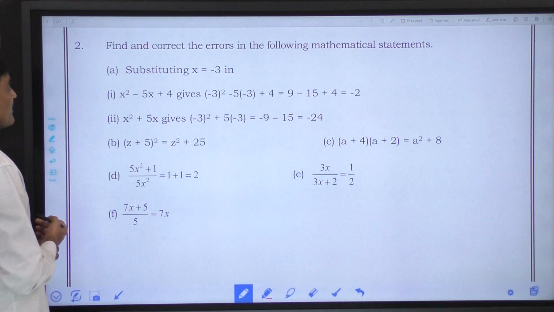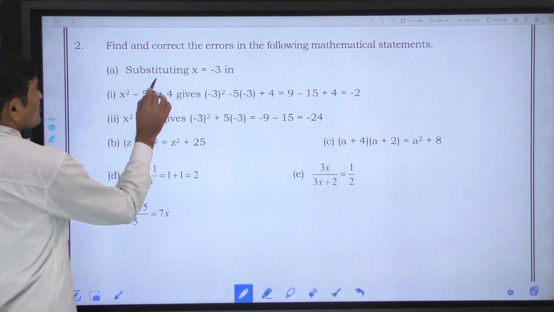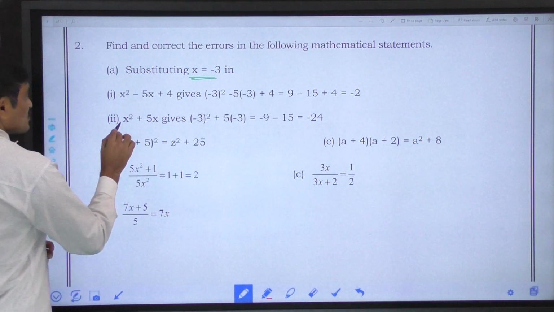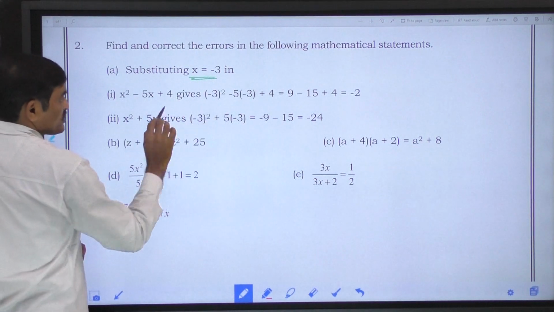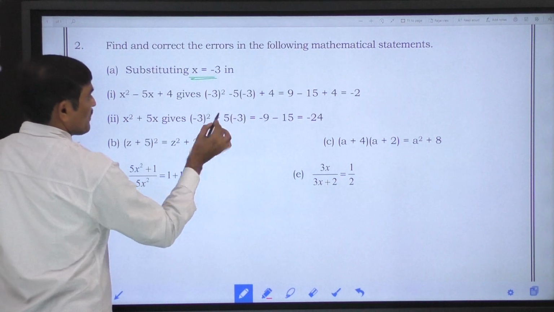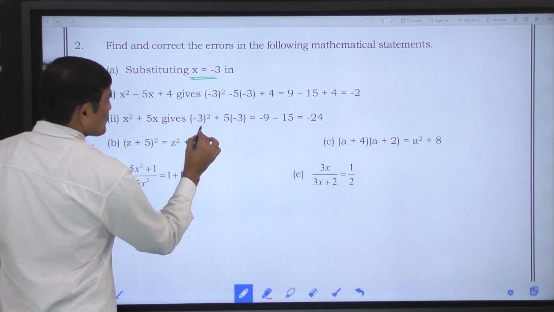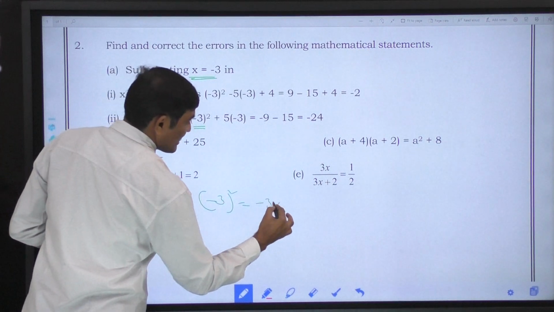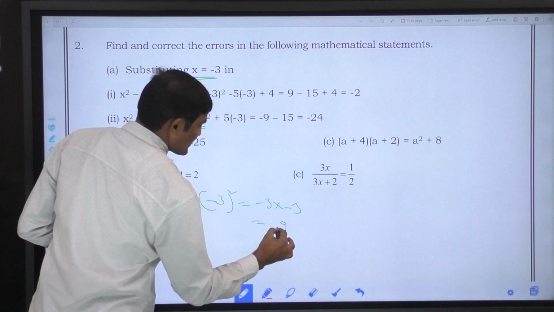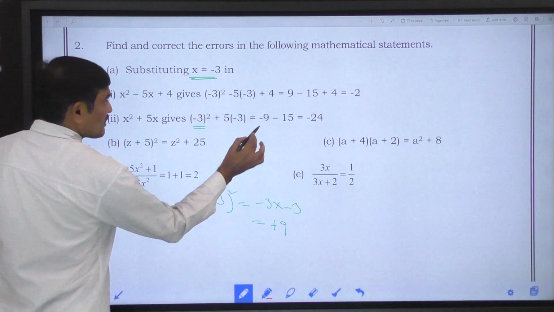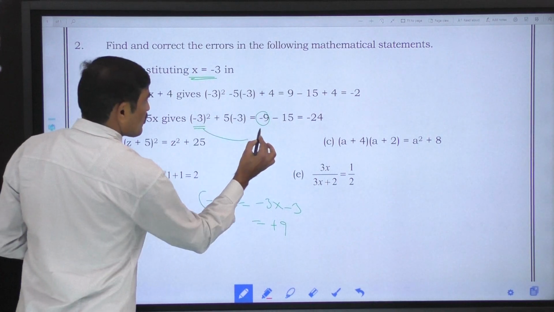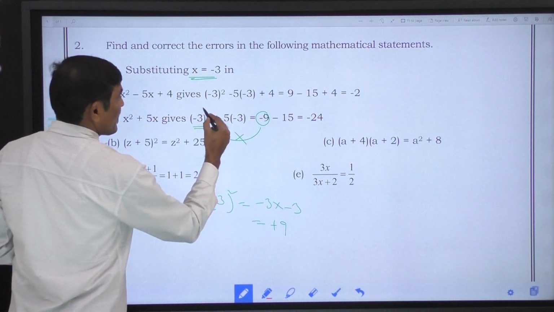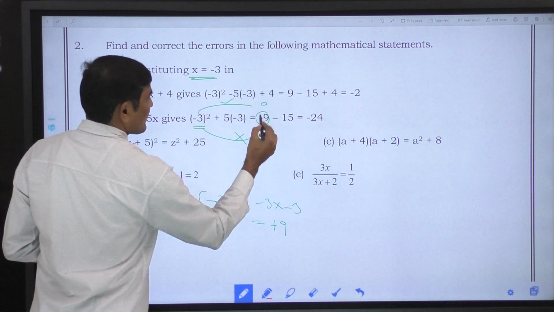Now coming to the second one. x square plus 5x. The same x is equal to minus 3, substituting in x square plus 5x. So x means minus 3 whole square, plus 5 into minus 3. How much is minus 3 whole square? Minus 3 whole square means minus 3 into minus 3. Minus 3 into minus 3 is plus 9 only. But what is given here? Minus 3 whole square is minus 9, which is the wrong answer. Then what is the correct answer? Minus 3 whole square is plus 9.